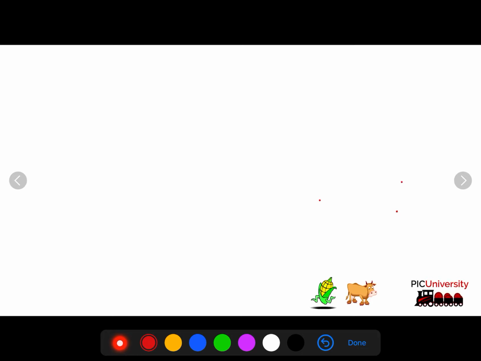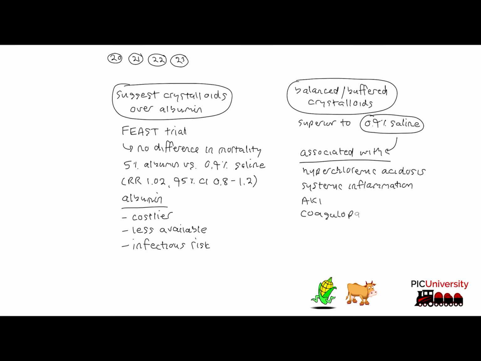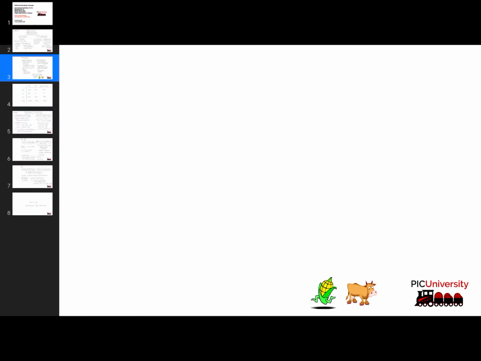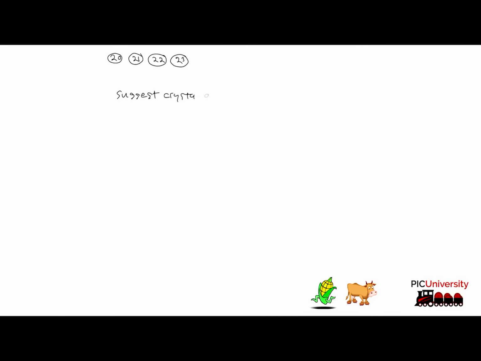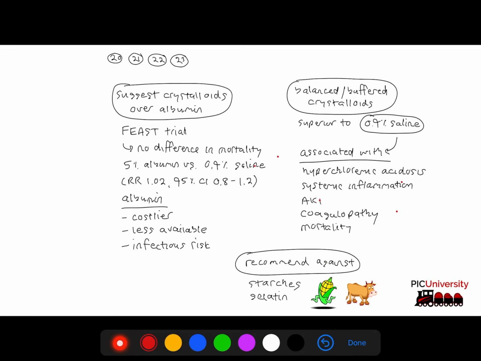Now, in terms of the actual fluids being used, the campaign suggests the use of crystalloids over albumin. So the reason for that, again, was based on the FEAST trial, where they found that patients had no difference in mortality when administered 5% albumin versus 0.9% saline. And we know that albumin itself is costlier, less readily available, and more of an infectious risk than 0.9% saline.